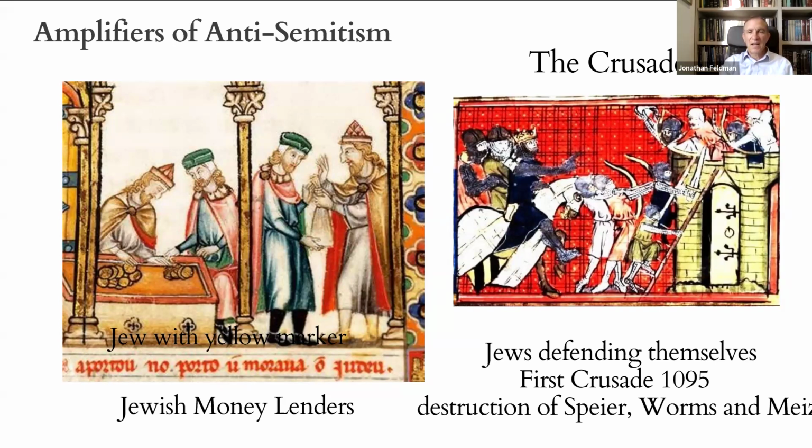And the movement of tens of thousands of people would take months and months and months to get to the Holy Land. So you can imagine that they were frustrated, and along the way, they took out their violence against the Jews. And we talked about the destruction of Speyer, Worms, and Mainz, and numerous other cities where Jews were attacked, not just in the first Crusade, but in multiple Crusades after that as well.